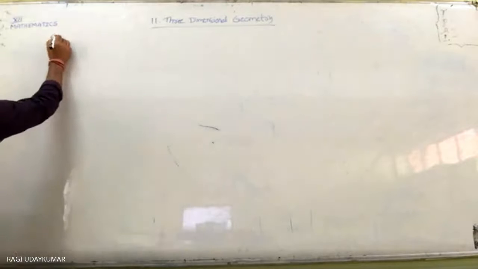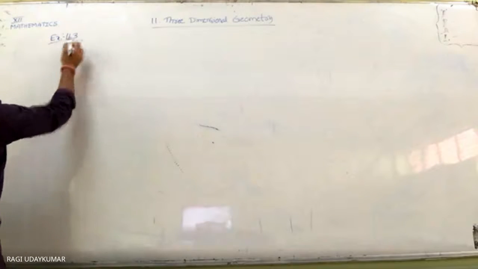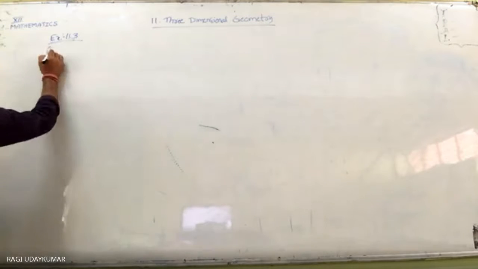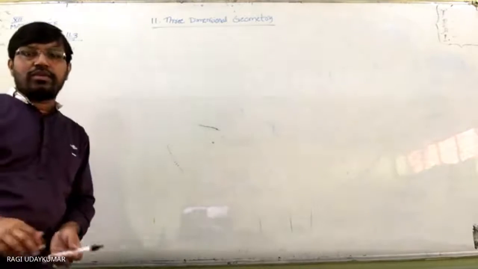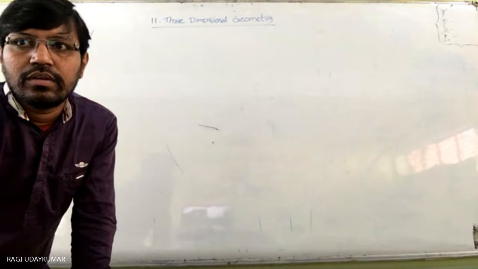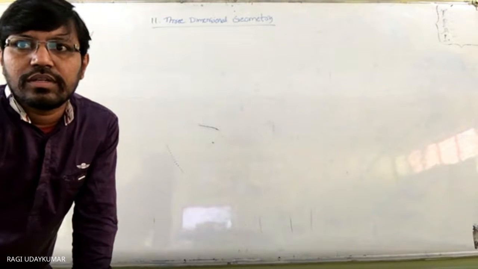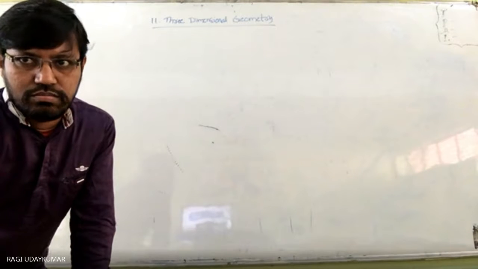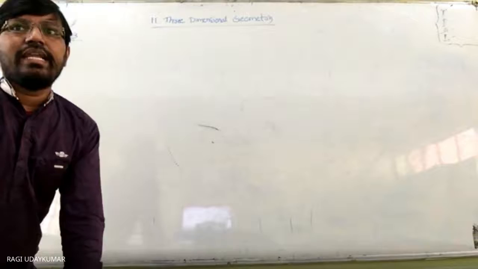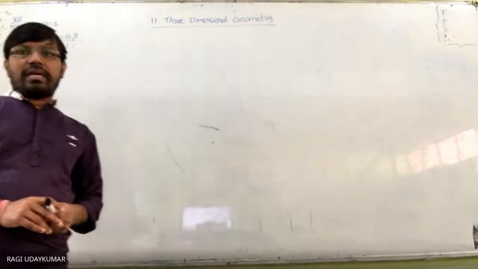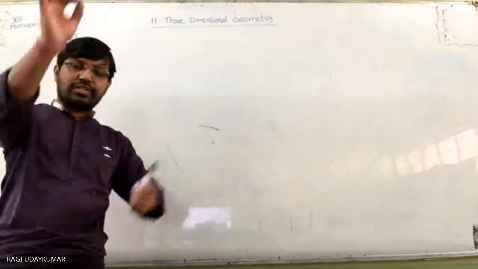Exercise 11.3. If you see it now itself, you can easily understand it, otherwise there will be a confusion immediately. The first question given to you is: in each of the following cases, determine the direction cosines of the normal to the plane and the distance from the origin. We have to find the distance from the origin.